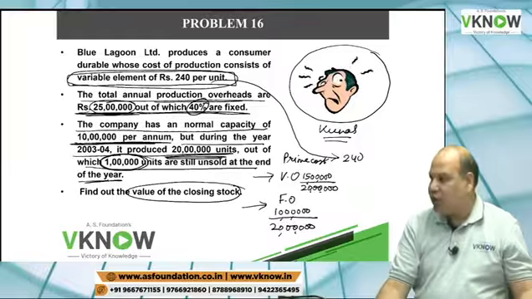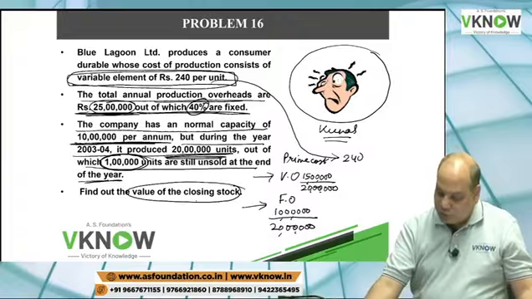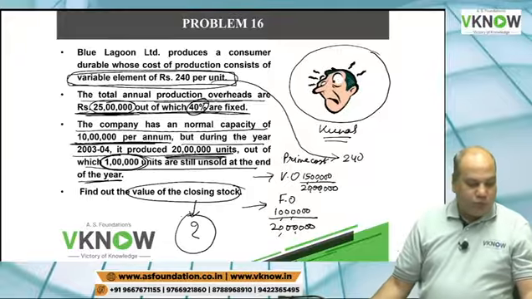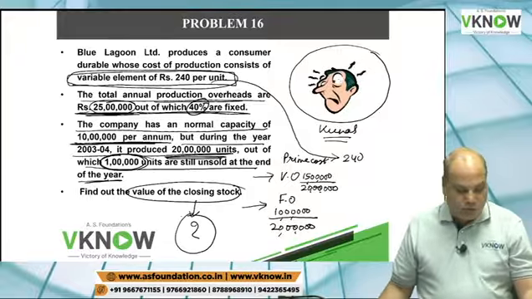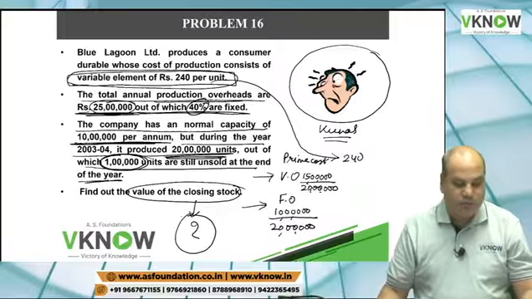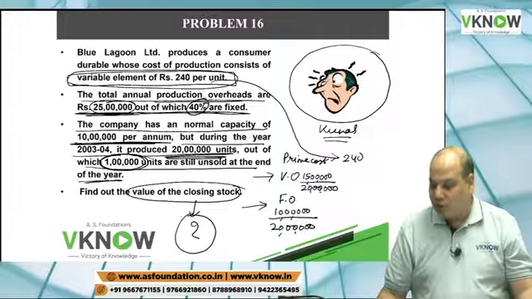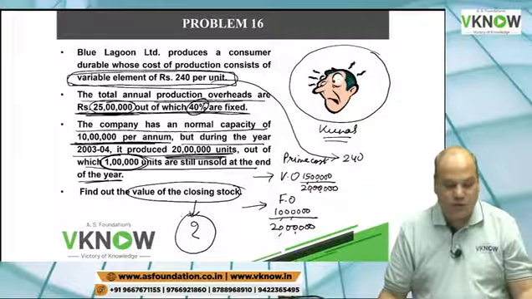First chance will be given to the student. Student will tell me final answer. What is the final answer? This is question number 16 in your book. Final answer, you will tell me what will be the value of your closing stock in this question number 16.